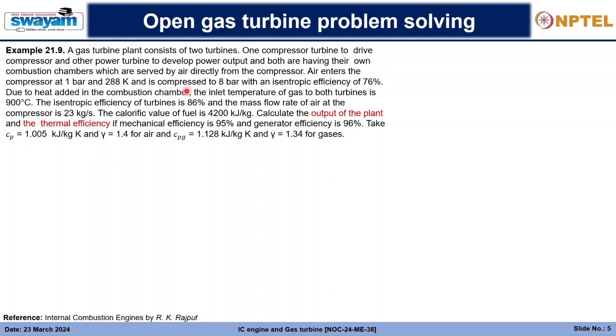Due to the heat added in the combustion chamber, the inlet temperature of gas to both turbines is 900 degrees Celsius. Okay, inlet temperature is same. The isentropic efficiency of the turbines is 86%, and the mass flow rate of air at the compressor is 23 kg per second. The calorific value of fuel is 4200, I think. Okay, anyways, we will see. Kilojoule per kg. We need to calculate the output of the plant and the thermal efficiency if the mechanical efficiency is 95% and generator efficiency 96%.